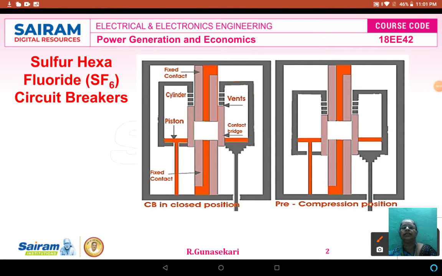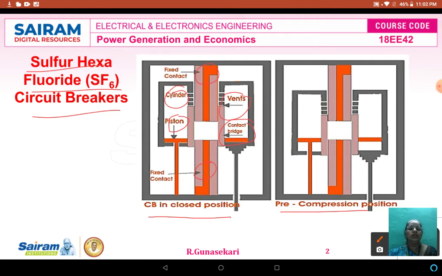Students, now you see the sulfur hexafluoride, that is SF6, circuit breaker circuit diagram. You see, this is the circuit breaker in the closed position. This is the pre-compression position of the sulfur hexafluoride. This is the fixed contact. This is also a fixed contact. And then this is the vent, this is the cylinder, this is the piston, this is the contact bridge. So here you can see this is the closed position.